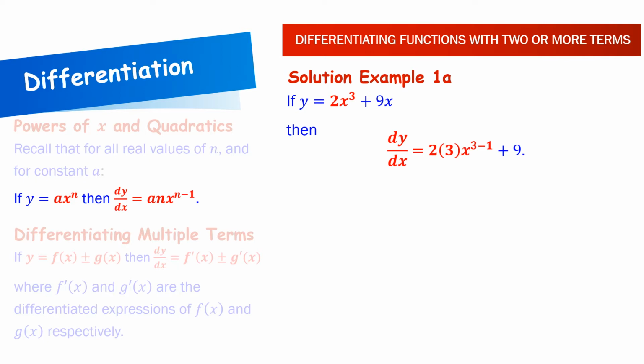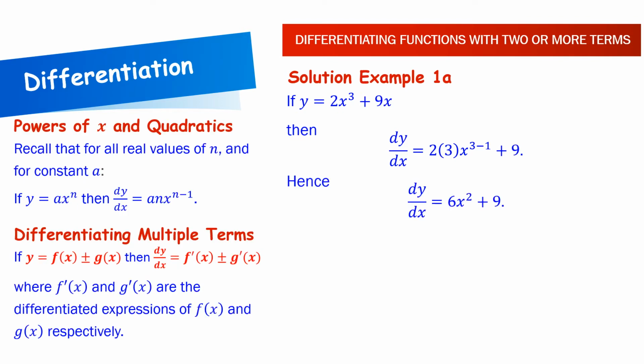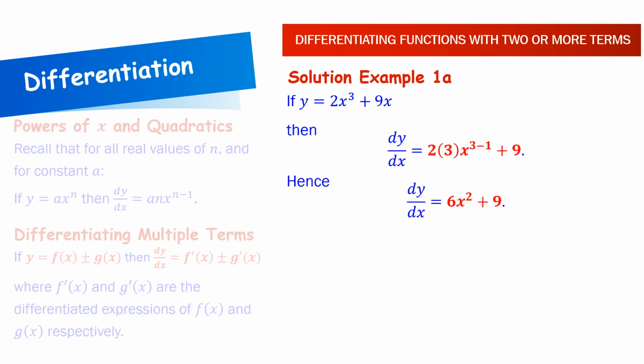So for 2x cubed, a equals 2 and n equals 3. And we plug that into dy dx equals an times x to the n minus 1. Similarly for 9x, here we have that a equals 9 and n equals 1. And we've plugged that in to find dy dx for 9x. And then tidying up gives us dy dx equals 6x squared plus 9.